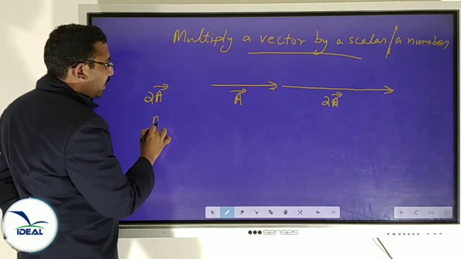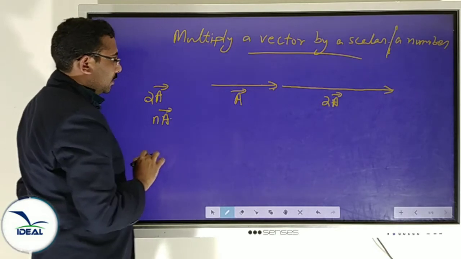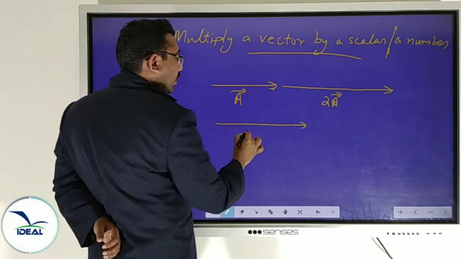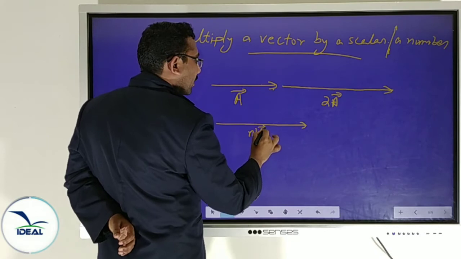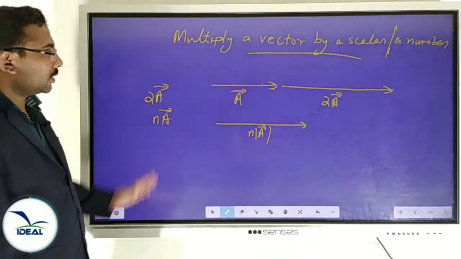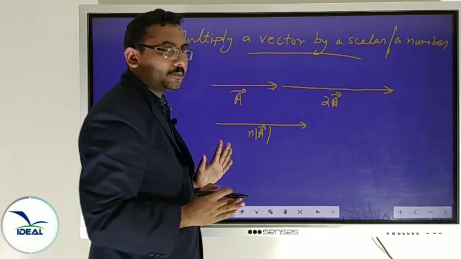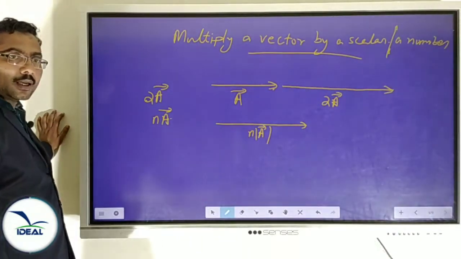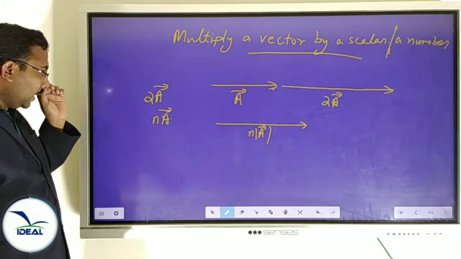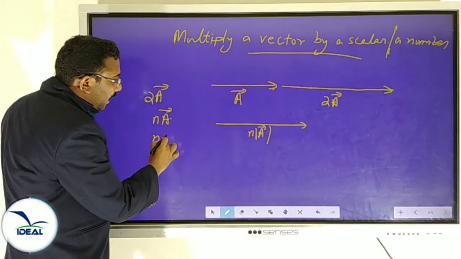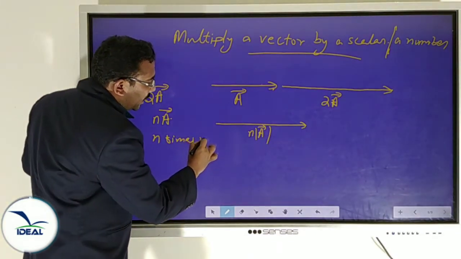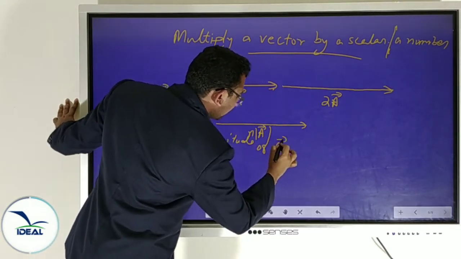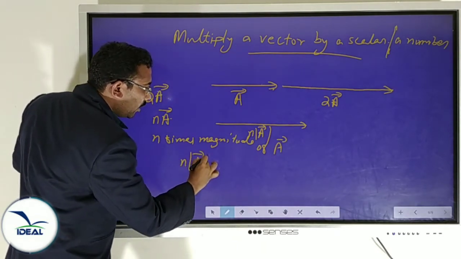If we want to find nA, then nA equal to, first we draw n times the magnitude of vector A. That is, the length of A is multiplied by n. Draw the line and put the same direction. We got the vector n times A. Okay. Magnitude is n times magnitude of vector A. n into modulus of vector A.